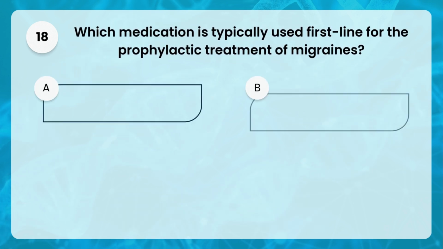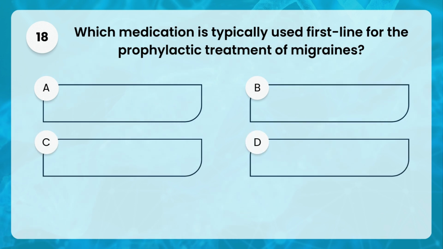Number 18. Which medication is typically used first line for the prophylactic treatment of a migraine?